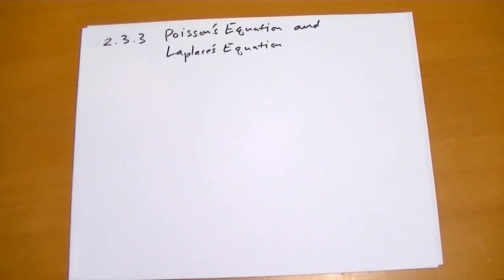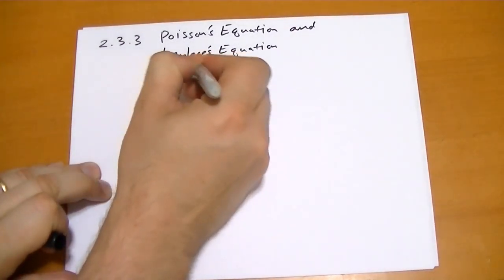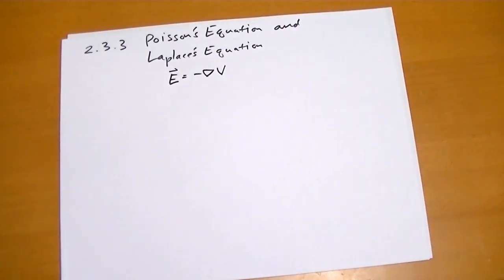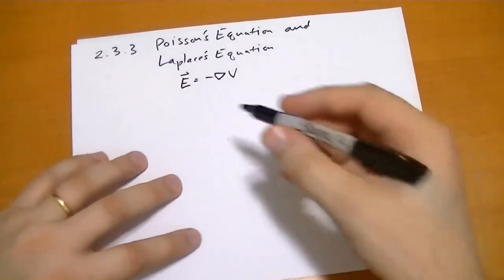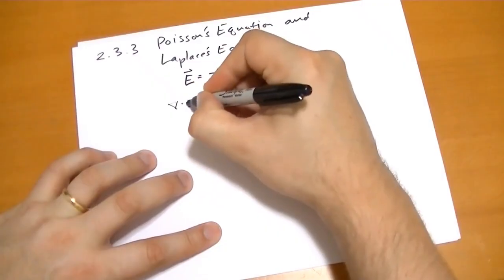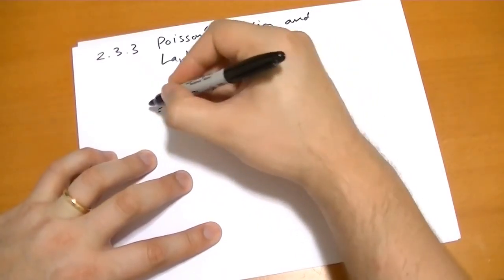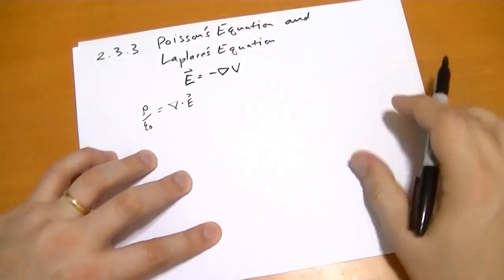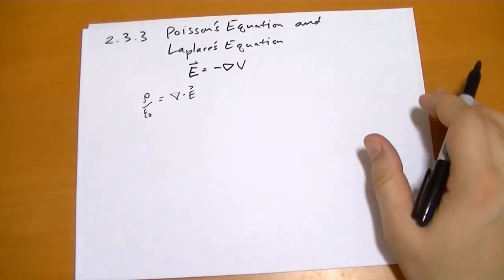Section 2.3.3, Poisson's equation and Laplace's equation. So we know that the electric field is just the gradient, or negative the gradient actually, of the electric potential. So what happens when we take the divergence of E, or rather the divergence of this gradient? The divergence of E, well, we already know that's going to be equal to the charge density over epsilon naught at that point.